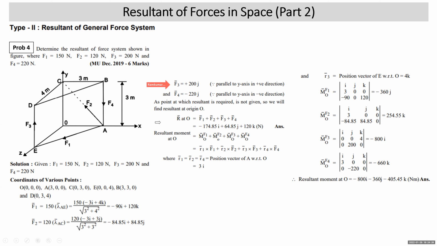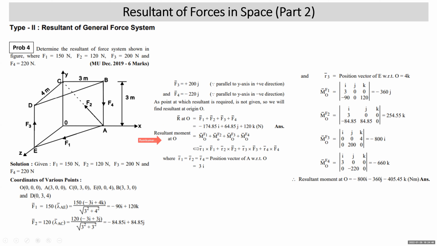So this way we could write all the forces in vectorial form. In this problem, they have not mentioned at which point the resultant is required. So we'll find the resultant at origin. We assume that we are finding the resultant at O. So resultant force at O is F1 bar plus F2 bar plus F3 bar plus F4 bar. You get the resultant at O.